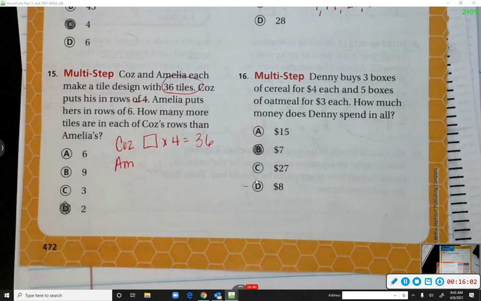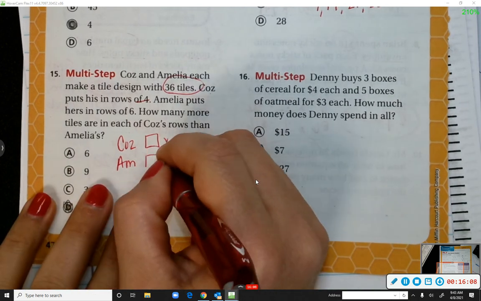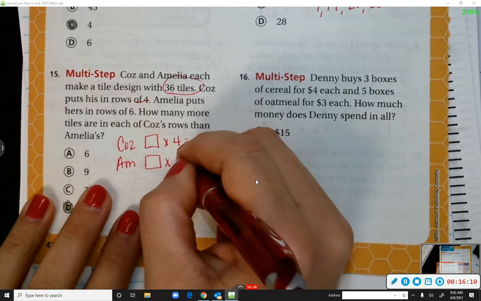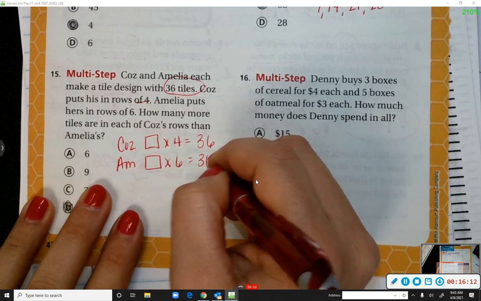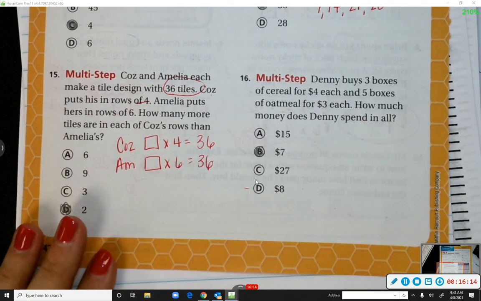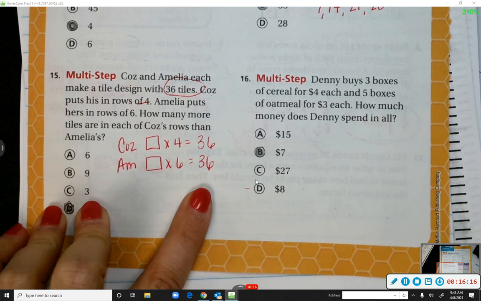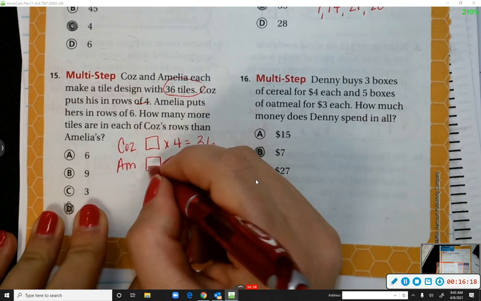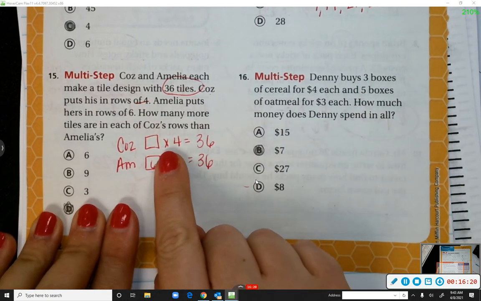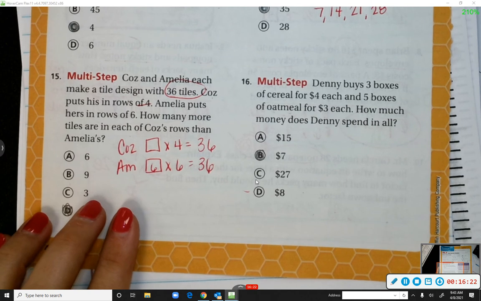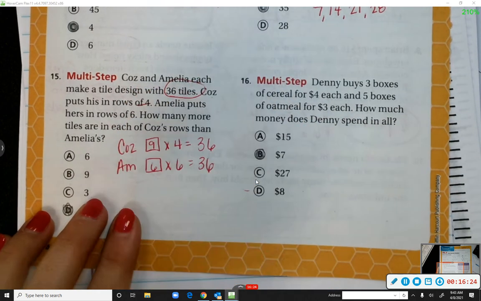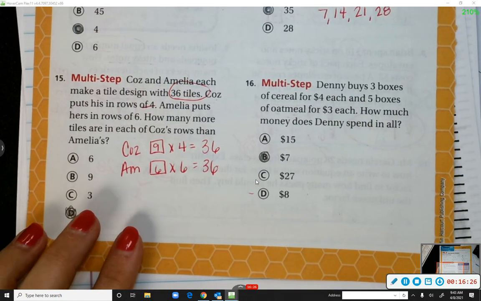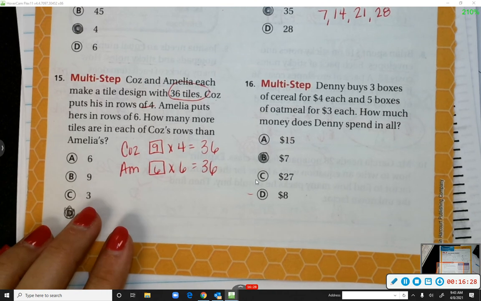Amelia puts hers in rows of 6. So we need to put what number? 6. Times 6 equals 36. Okay? What number times 6 equals 36? 6. Good. What number times 4 equals 36? 9. Okay? Now, what was the last step we needed to do?